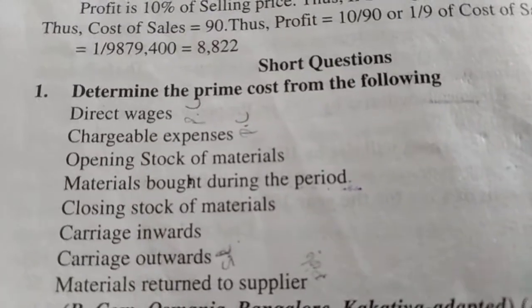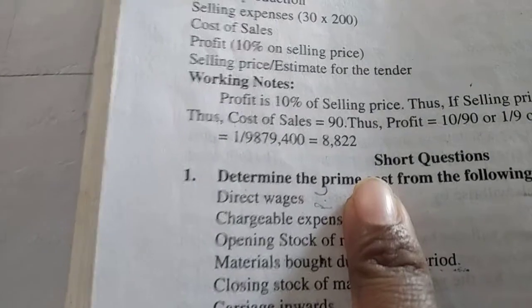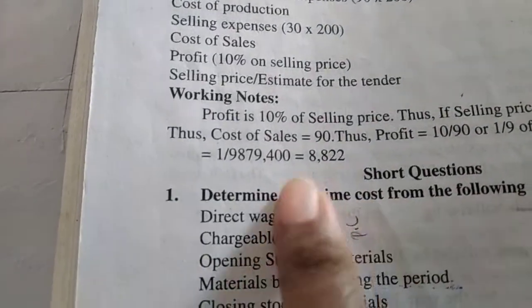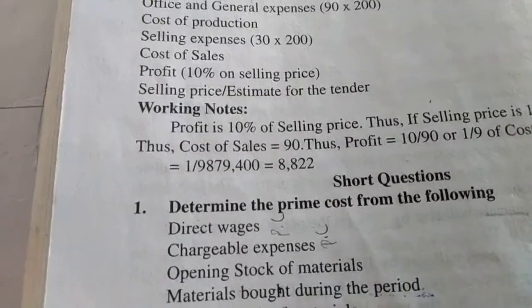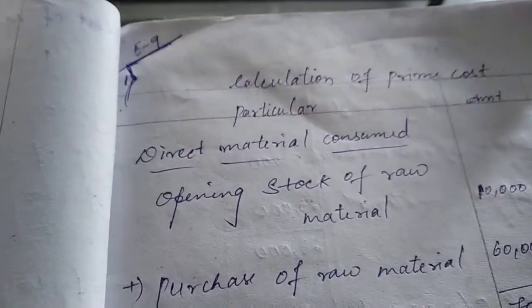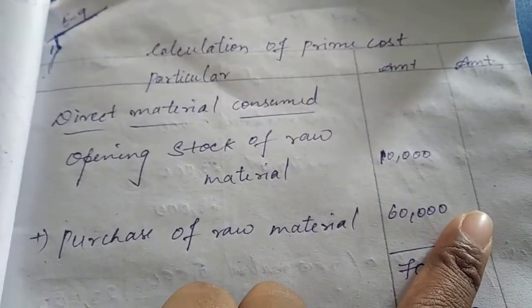This is the information he has given, but once you see the question here, the total cost sheet he has not asked. He has asked only to prepare the prime cost. So here we have to prepare only the prime cost. Okay, see the answer here, how we have to prepare the prime cost. Calculation of prime cost, with two amount columns taken here.